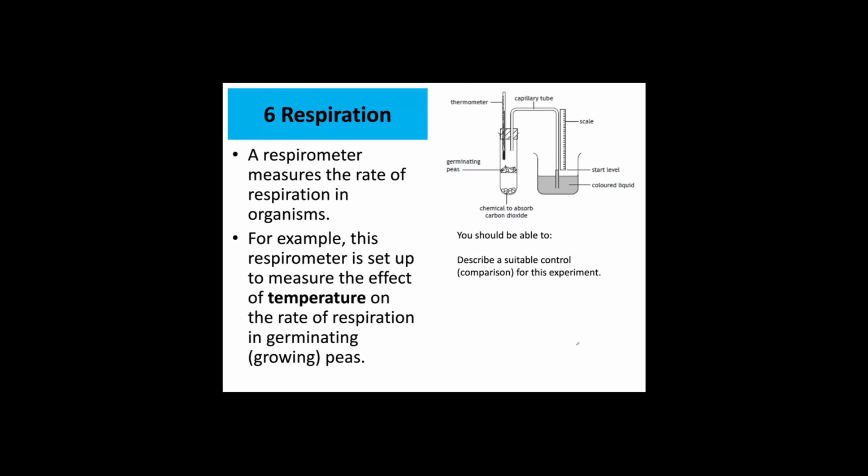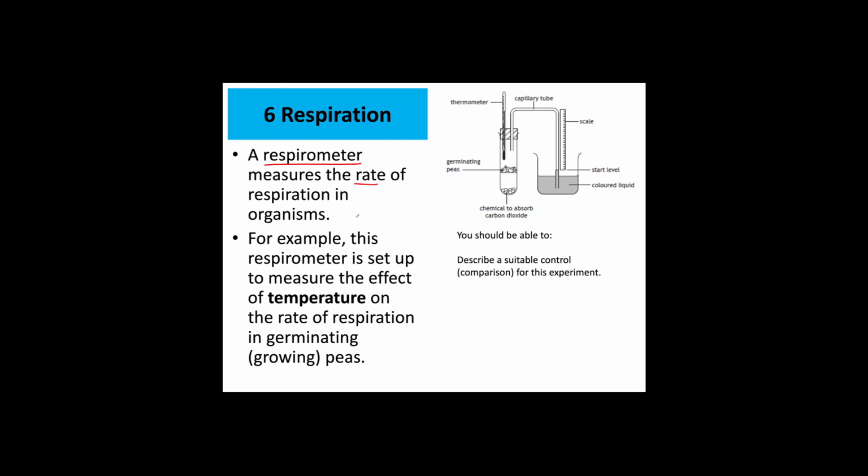And the last wee bit about respiration that you need to know about is the equipment that we use to measure the rate of respiration. So we use something called a respirometer. Okay, a respirometer. Meter meaning to measure, and respiro obviously for respiration. So a respirometer measures the rate of respiration in organisms, so how quickly respiration is happening within that organism.